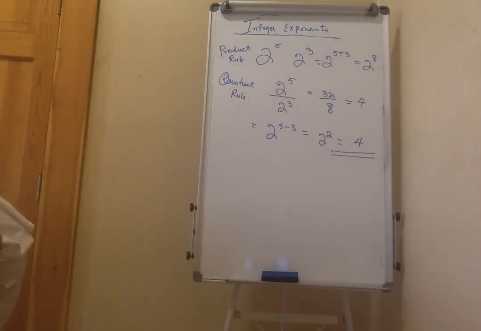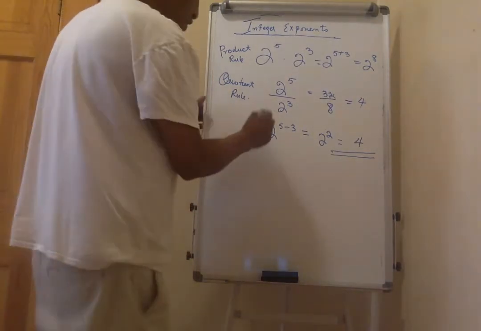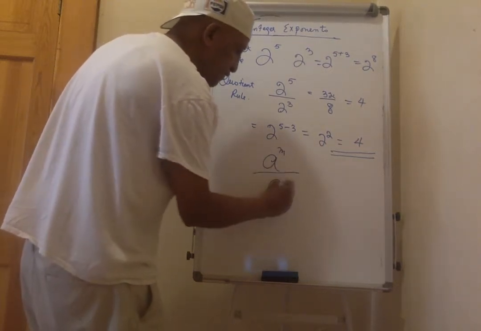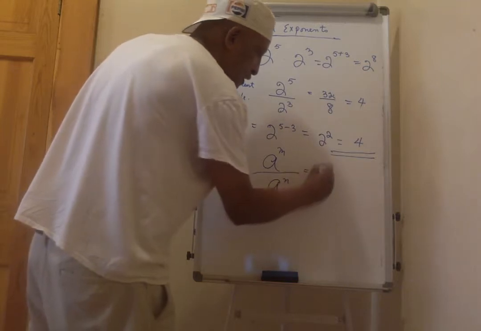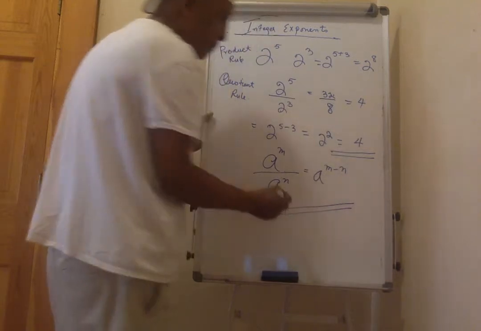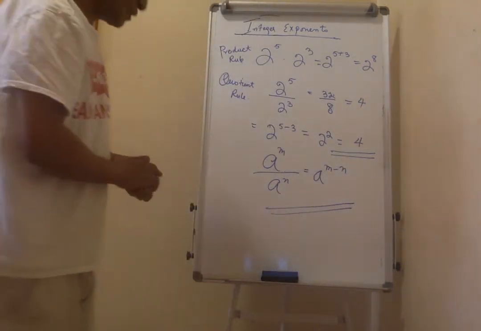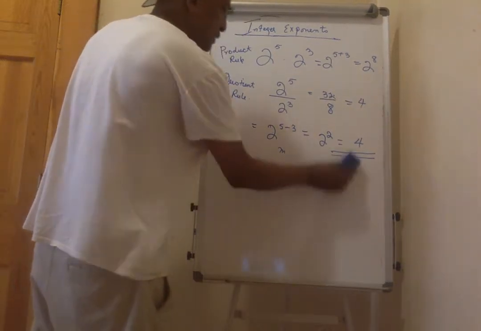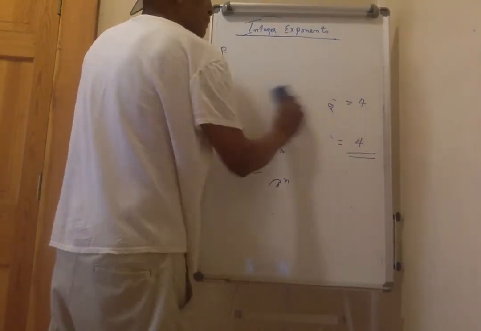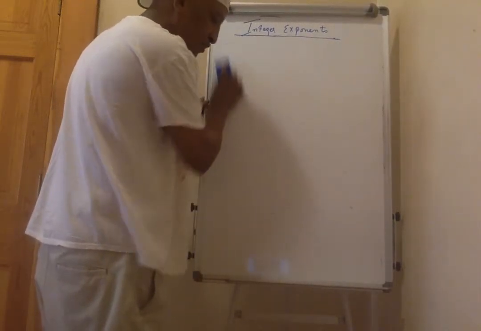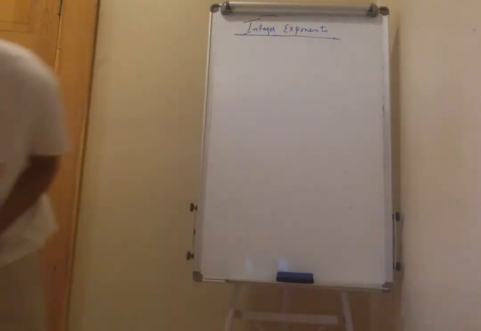So let's do some examples of that. In other words, a to the m divided by a to the n is the same as saying a to the m minus n. Again, the rule applies as long as you are dividing the same base. So let's do some exercises on this.